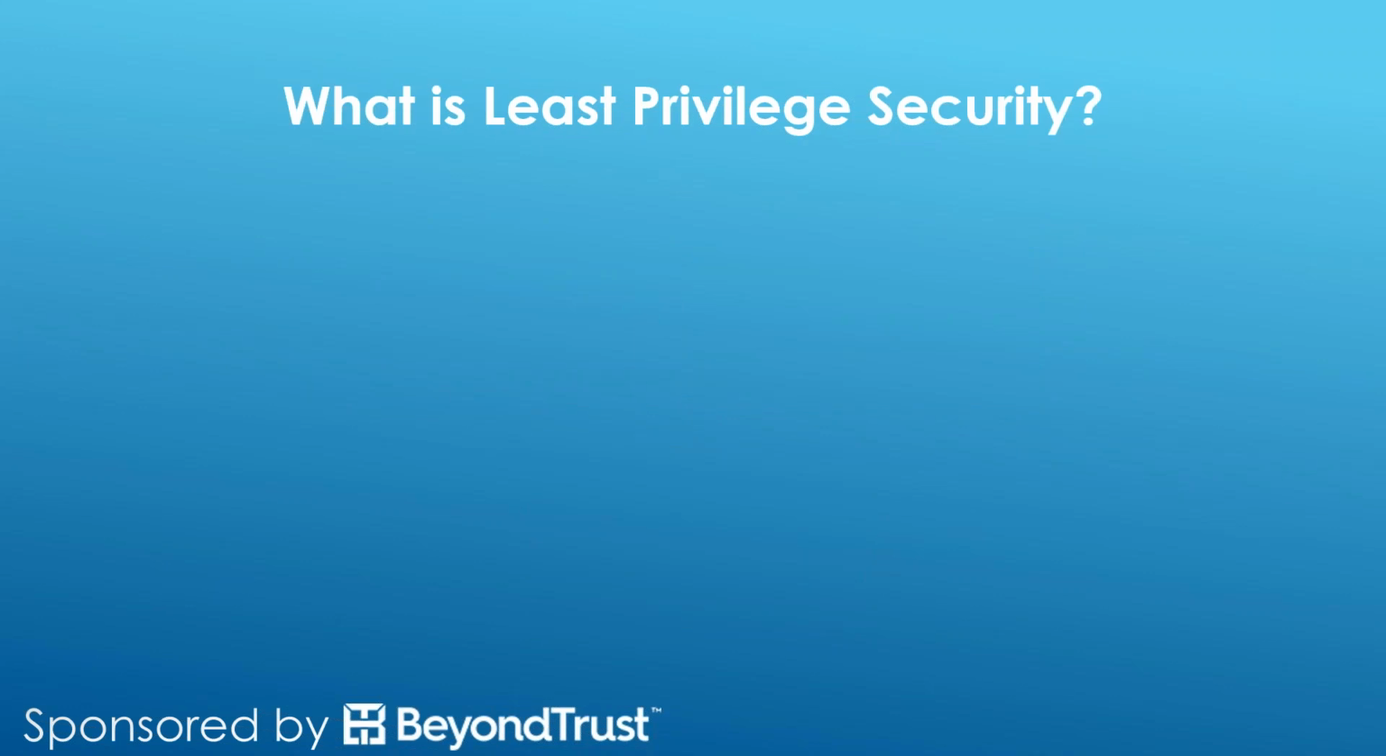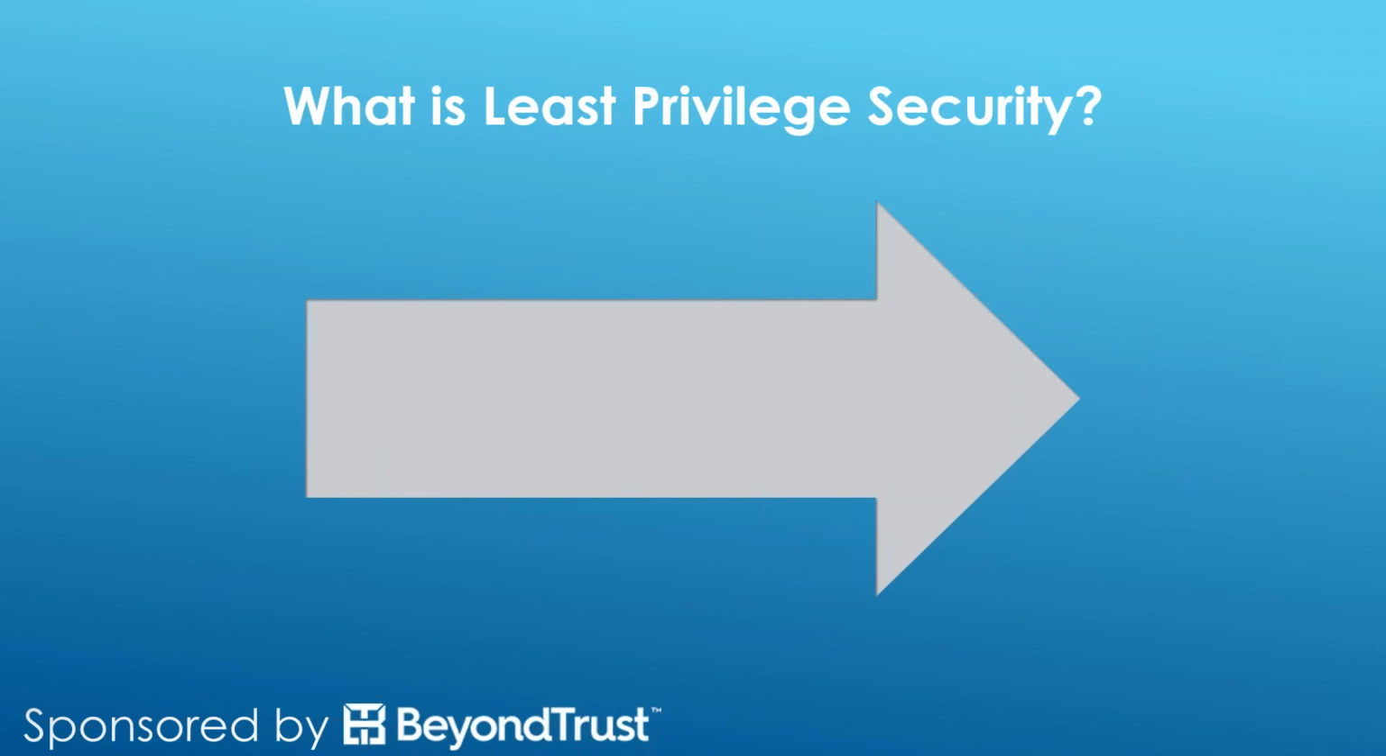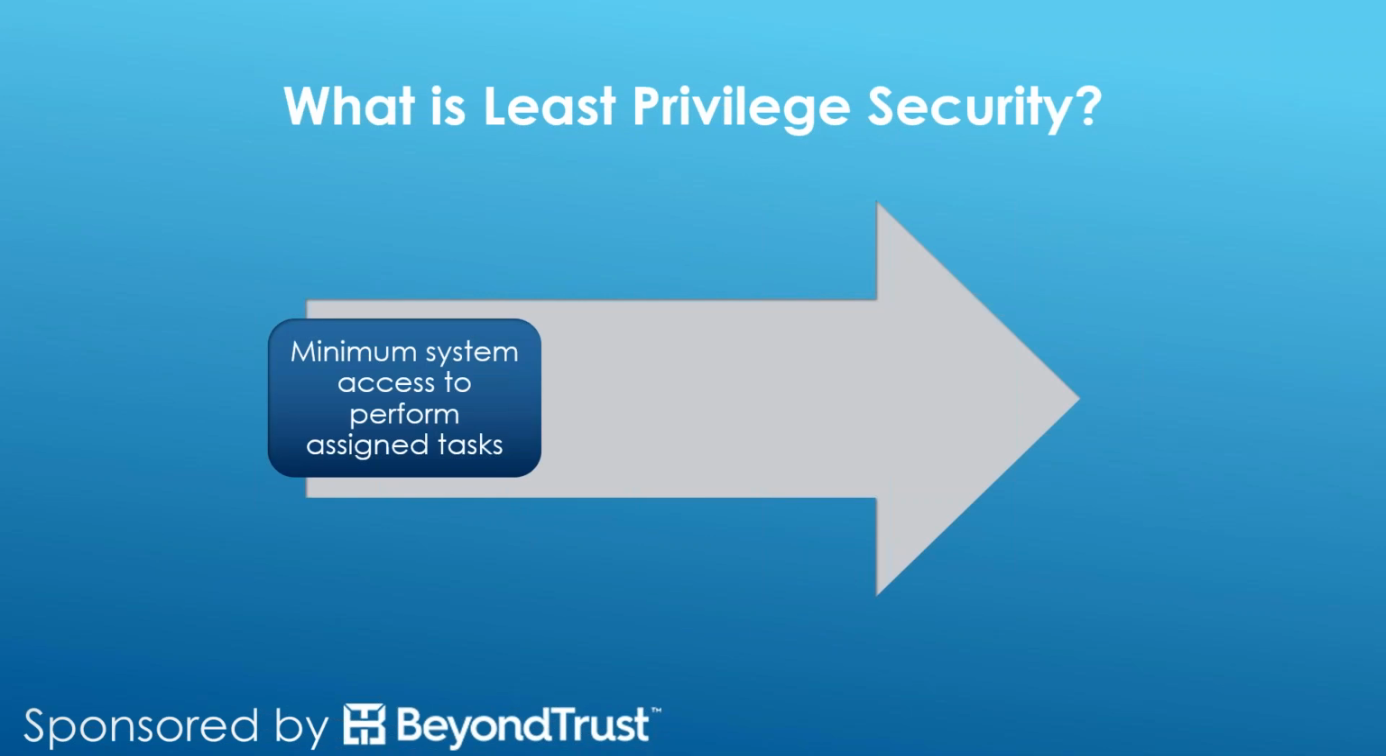So I mentioned that iOS and Android don't give users administrative access to the operating system itself. And in a nutshell, that is what least privilege security is. It's the idea of giving users the absolute minimum access they need in order to perform the tasks assigned to them. So in most cases, those users won't need administrative access to, I don't know, run Microsoft Word, for instance. It's just a privilege that they don't need.